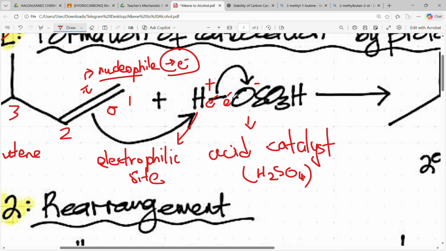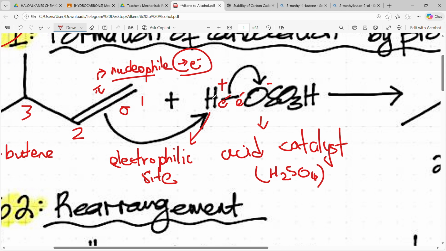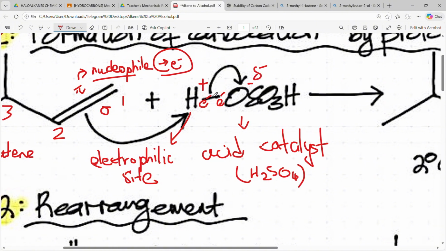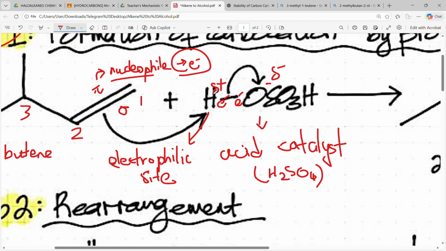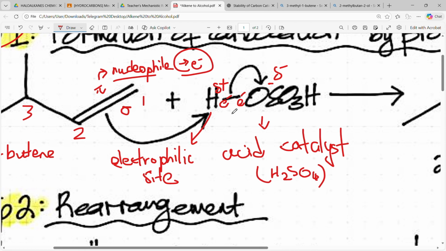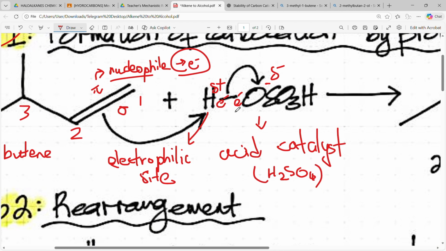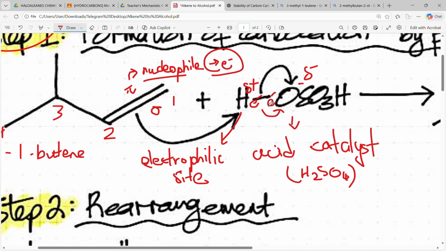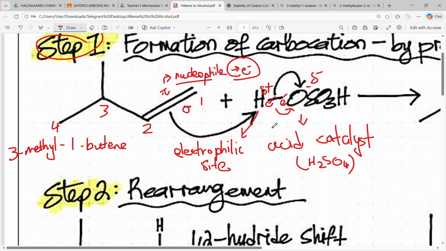Look at the sigma bond between the hydrogen atom and the oxygen atom. The oxygen atom acts as the more electronegative side, while the hydrogen atom acts as the more electropositive side due to the difference in electronegativity. So in this sigma bond, the electrons, we call them sigma electrons, will be pushed to the more electronegative oxygen atom. And the more electropositive hydrogen atom will act as the electrophilic side.